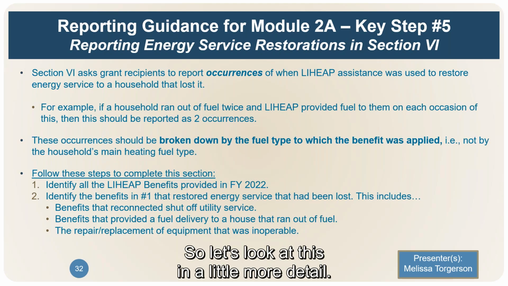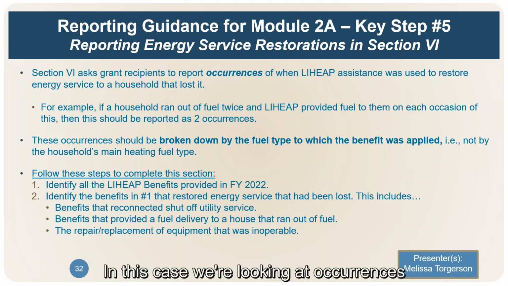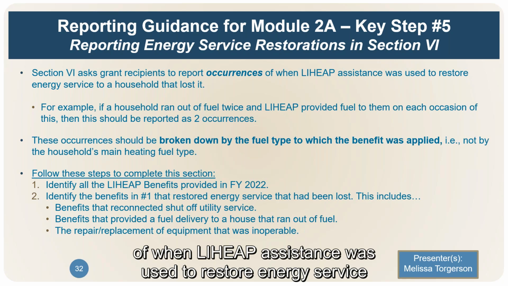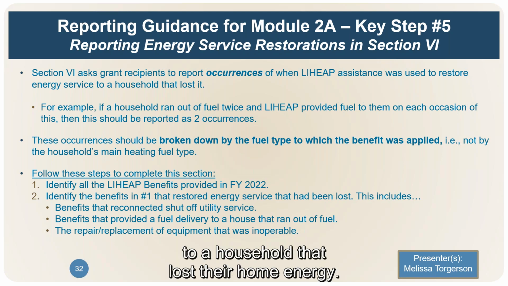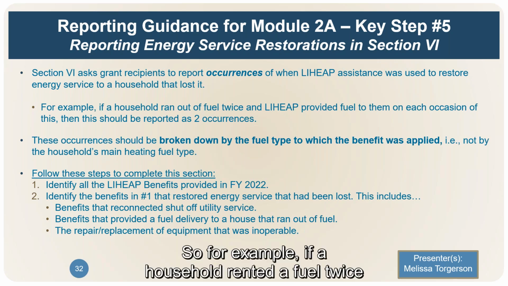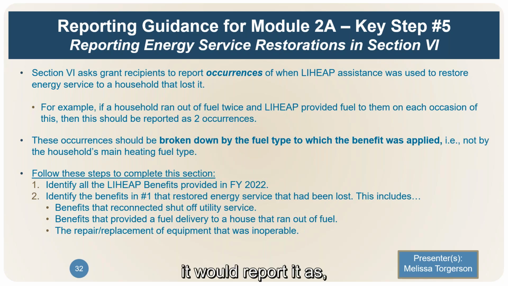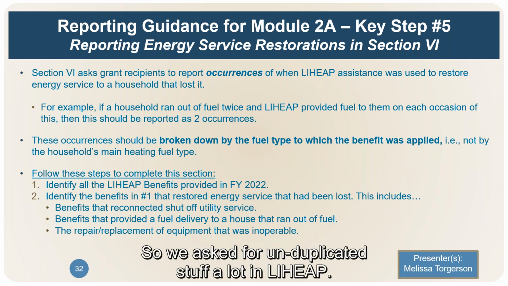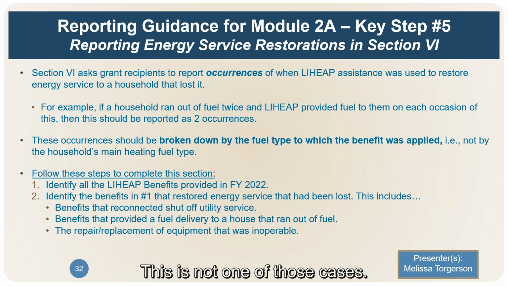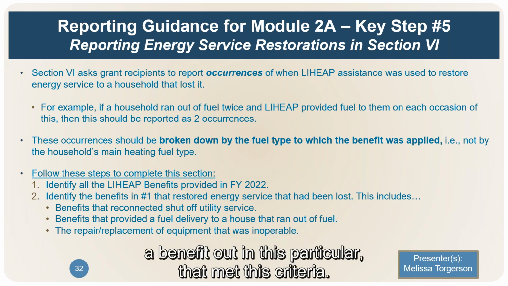So let's look at this in a little more detail. In this case, we're looking at occurrences of when LIHEAP assistance was used to restore energy service to a household that lost their home energy. So for example, if a household ran out of fuel twice and LIHEAP provided fuel to them on each occasion, it would be reported as two separate occurrences. So we ask for unduplicated data a lot in LIHEAP. This is not one of those cases. We're actually interested here in how many times you gave a benefit out that met this criteria.